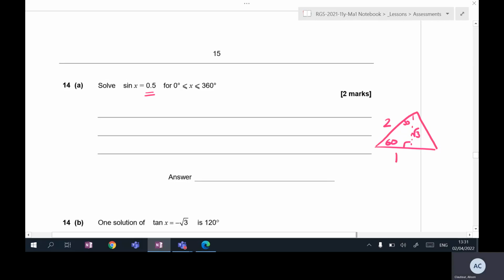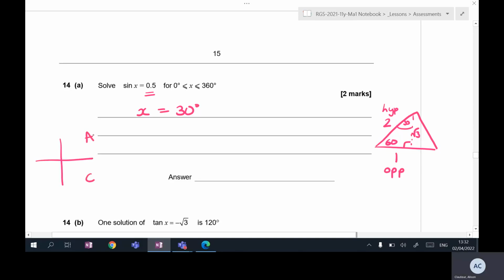If I'm looking at sine, then that has got to be the opposite, and that has got to be the hypotenuse. So therefore I'm looking at this angle here, which is 30, to make that the opposite and that the hypotenuse. So I know that x is 30 degrees.